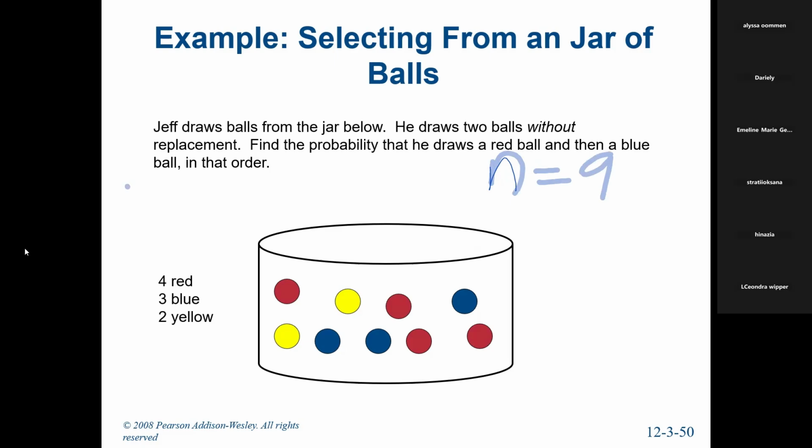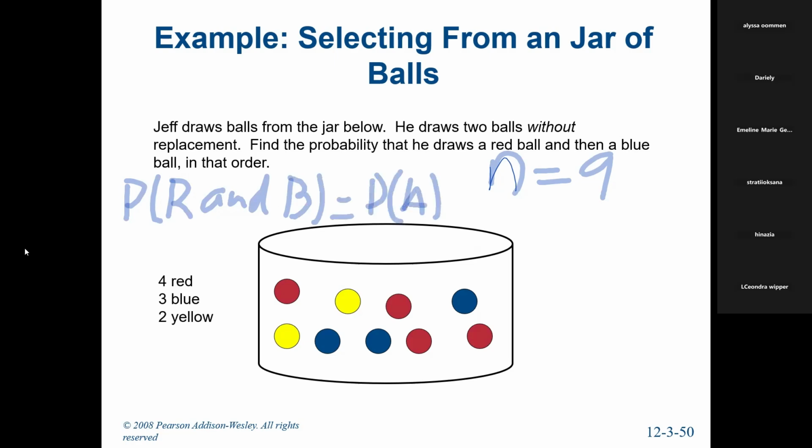So here they have to find P of 2 balls. The first one is a red ball, and a blue. That's the second ball. So that would give you P of A. So P of O. That's a red ball.